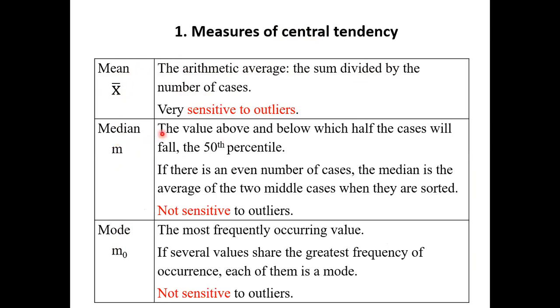Median. We arrange the data, let's say from lowest to highest, and take the center. That center divides the data into halves, the 50th percentile. From the center, let's say 30, 50% of the cases are above 30, another 50% below 30. That's how you express median, right? So it's not sensitive to outliers or extreme values.